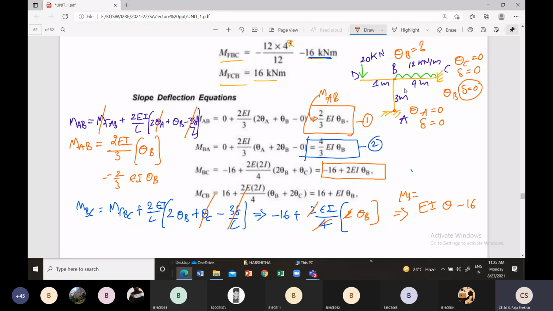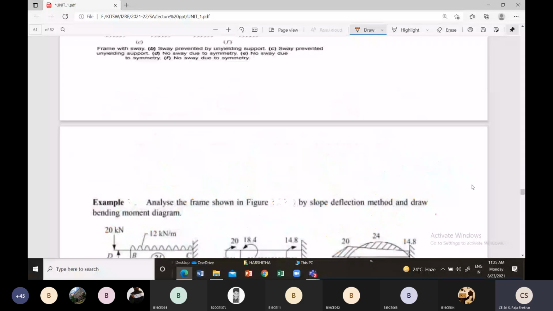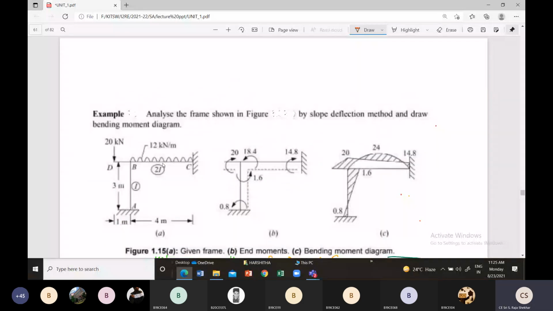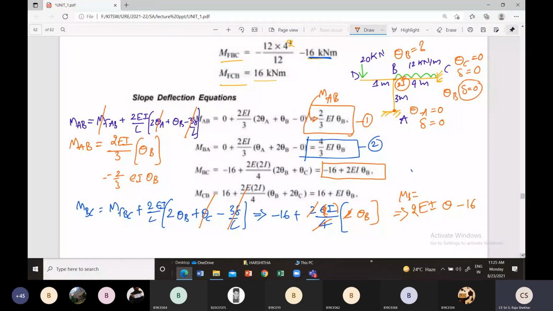But substitute I is equal to 2I. So in the given question, the material property is also different for member BC. For member BC, I is equal to 2I. Substitute I is equal to 2I also. Then you will develop this equation: 2 EI theta B minus 16. Let us say this is equation number 3. Okay. Now you can write for MFCB.